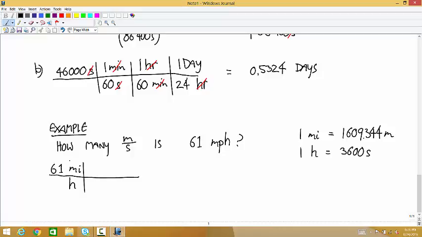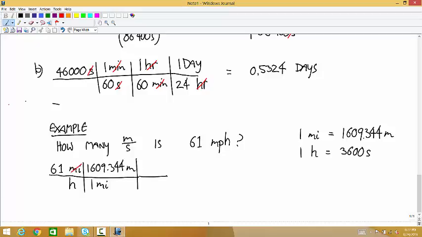Okay, so what we're going to do is first use a ratio that converts miles to meters, and then multiply by another ratio that converts hours to seconds. So the first ratio is going to be 1 over 1609 or 1609 over 1. Do we want the miles in the numerator or denominator? In the bottom. So 1 mile is 1609.344 meters.